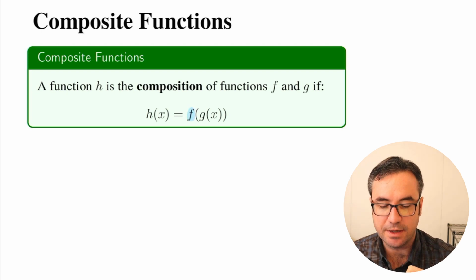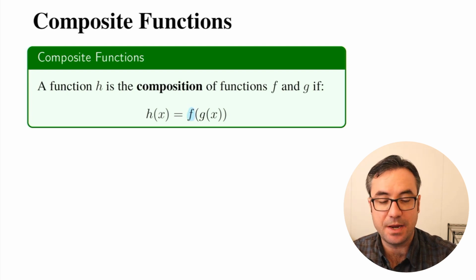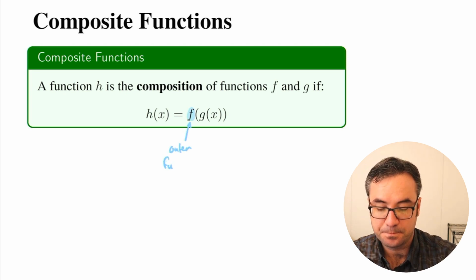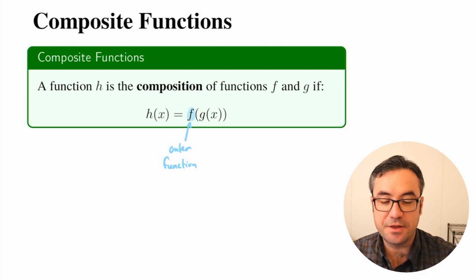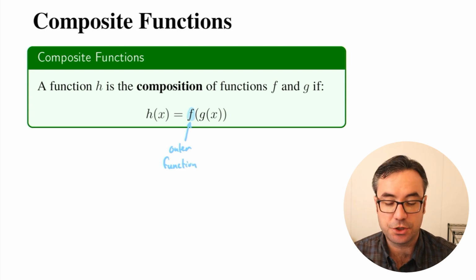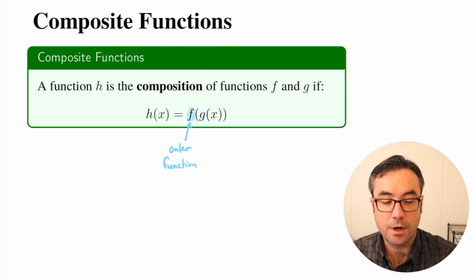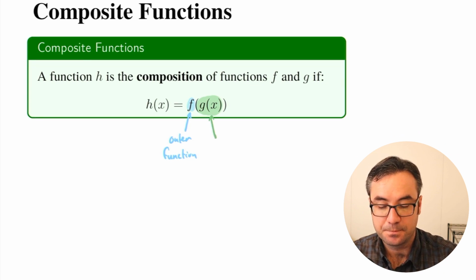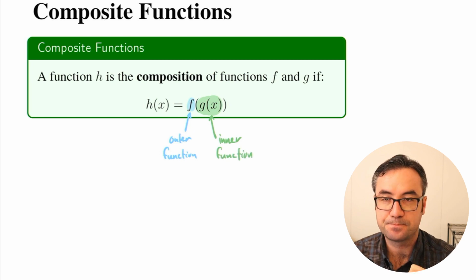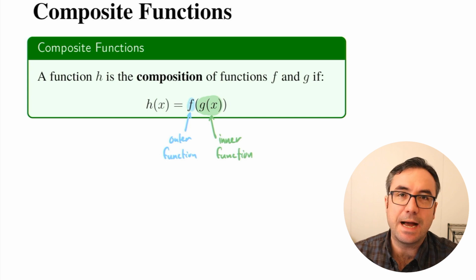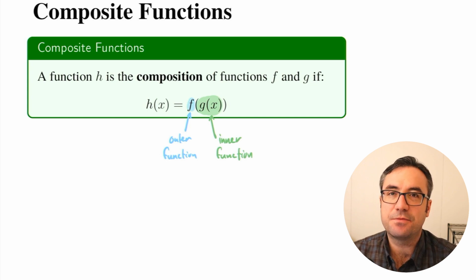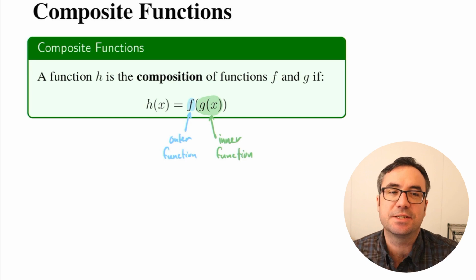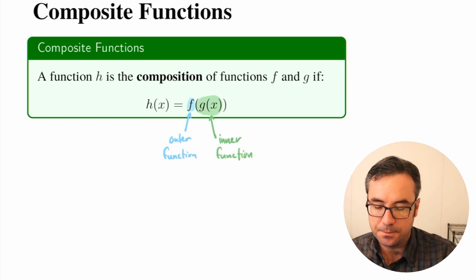So in this case, in our formula, function f is going to be our outer function. And the thing that gets plugged into that outer function, in this case g, we're going to call our inner function. It gets plugged into the other function. And the way to picture composition, it helps to think of functions and composite functions like an assembly line.